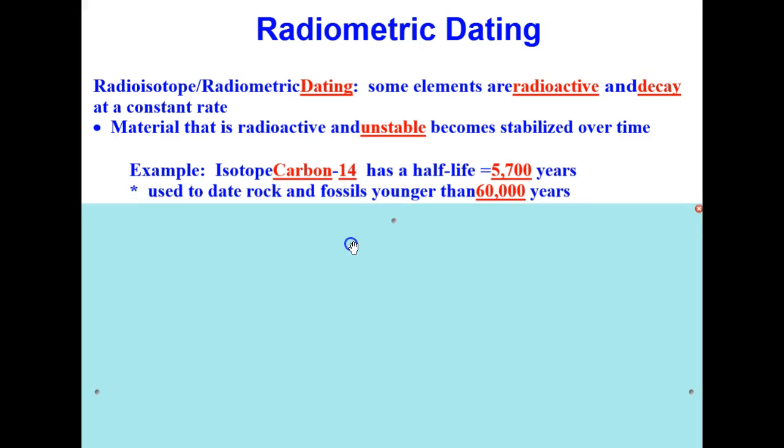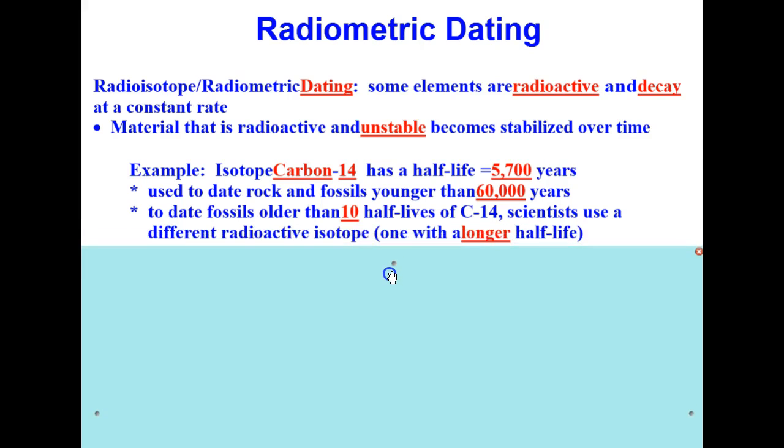Carbon-14 is used to date rock and fossils younger than 60,000 years. To date fossils older than 10 half-lives of C14, scientists use different radioactive isotopes, ones with longer half-lives. Examples include potassium-argon dating and uranium-lead dating, for example.